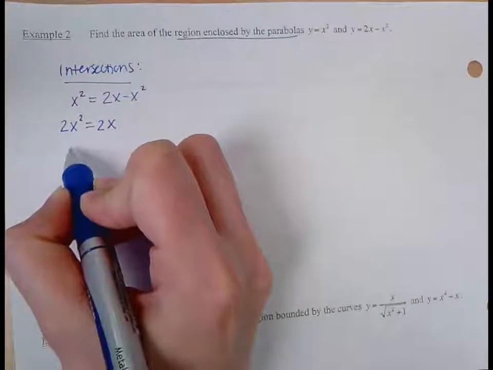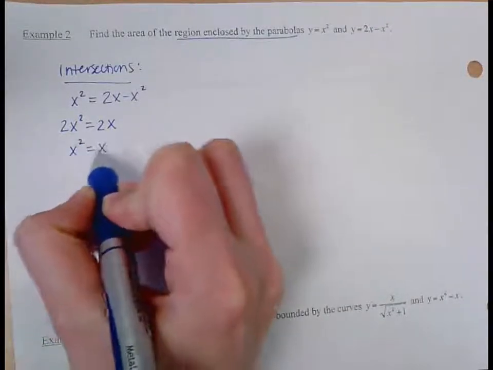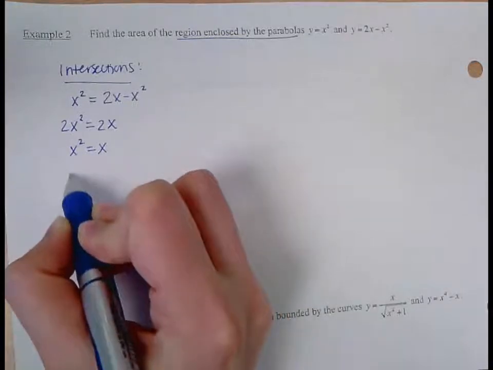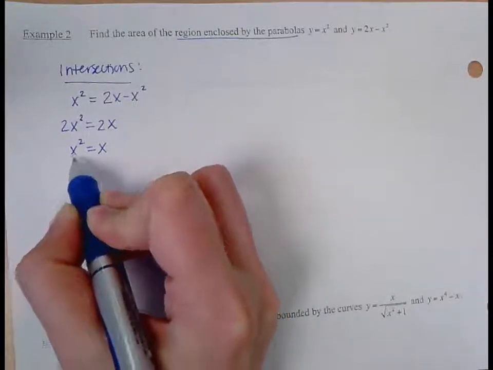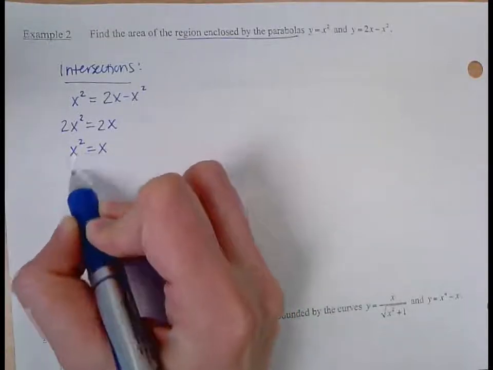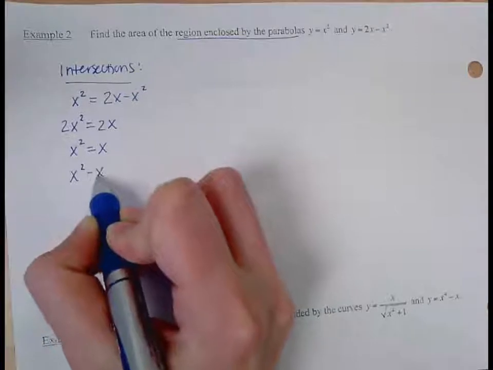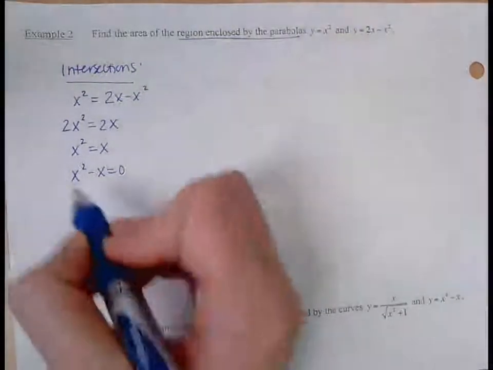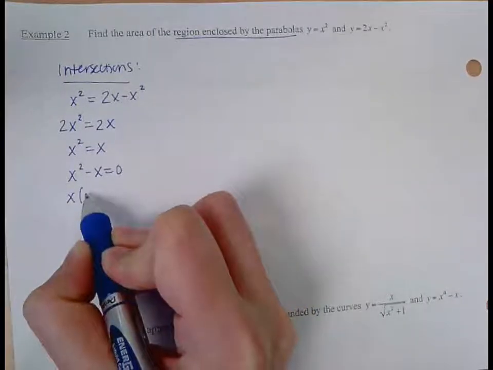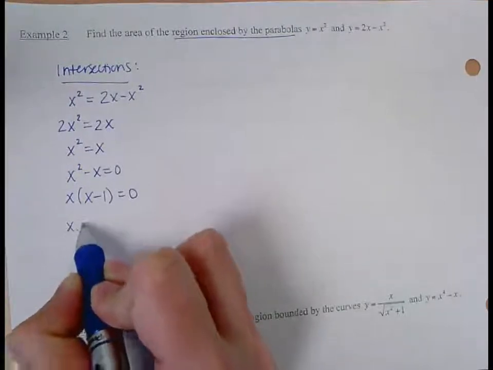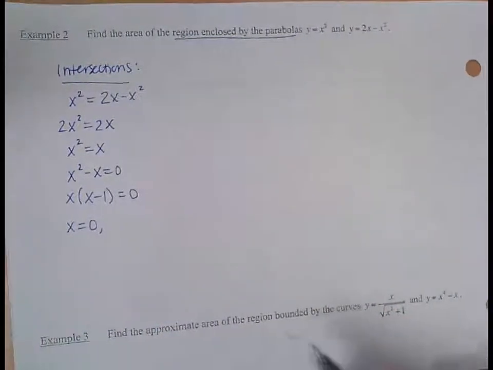I would divide by 2, so x squared equals x. And you could use reasoning and figure this out too. I would bring the x over to this side so it's equal to 0, so x squared minus x equals 0, and then factor out a GCF of x. So x times the quantity x minus 1 equals 0, to see that your intersections occur when x is 0 and when x is 1.